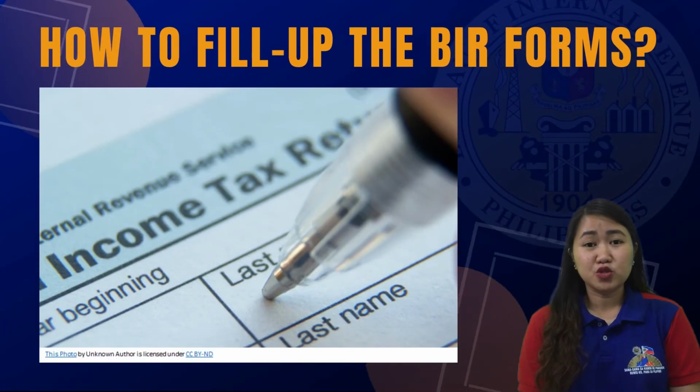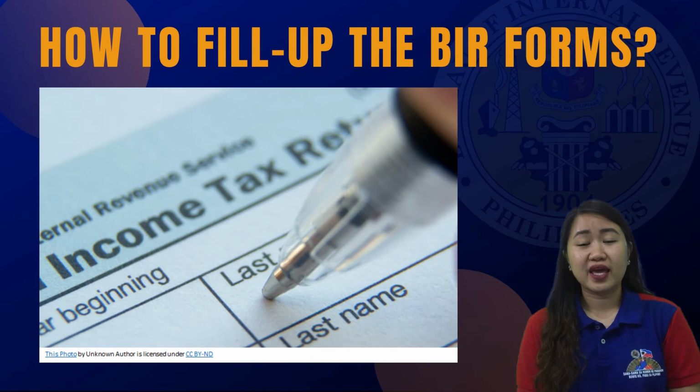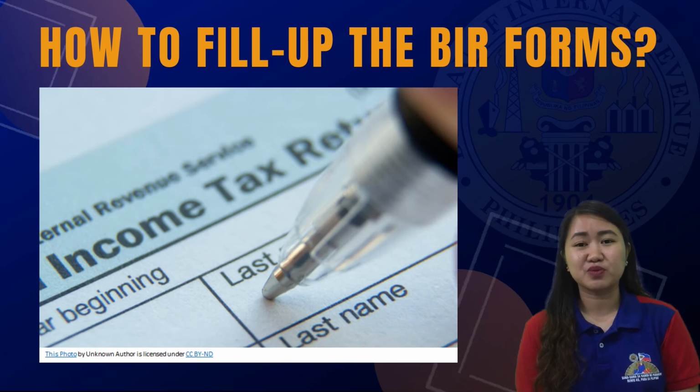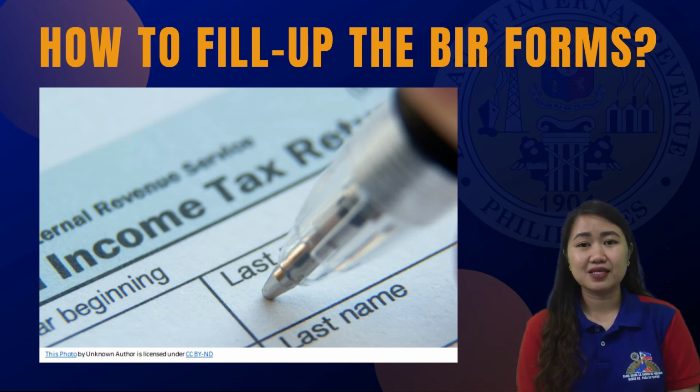Now that we already know the right expanded withholding tax rate to multiply, what BIR forms to use, and how to compute for the correct tax due, let us now proceed to the last topic of this presentation, that is, how to fill up the BIR forms properly.